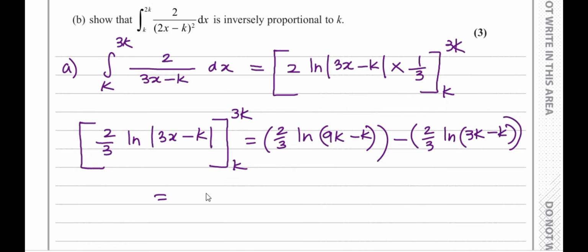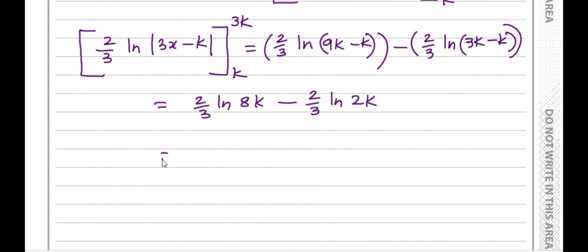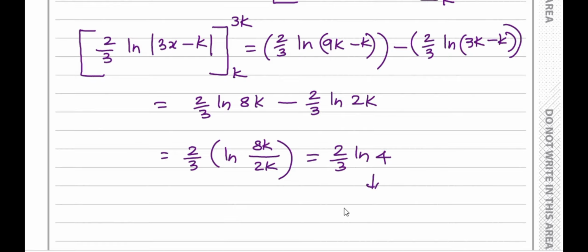Okay, so simplifying this totally, we have 2/3 ln of 9k minus 1k, which is 8k, minus 2/3 ln of 3k minus k, which is 2k. All right, so 2/3 is common, so let's take it out. Ln, we can say 8k over 2k. So now you can see that k cancels out nicely, so it's independent of k. So 2/3 ln of 8 over 2 is 4. And then you write this is independent of k. So we have shown that it doesn't have any k.